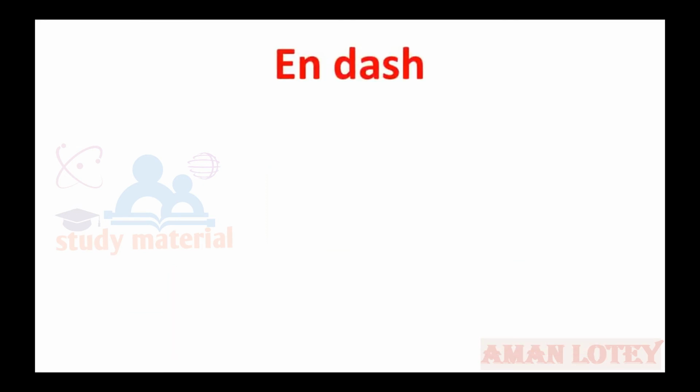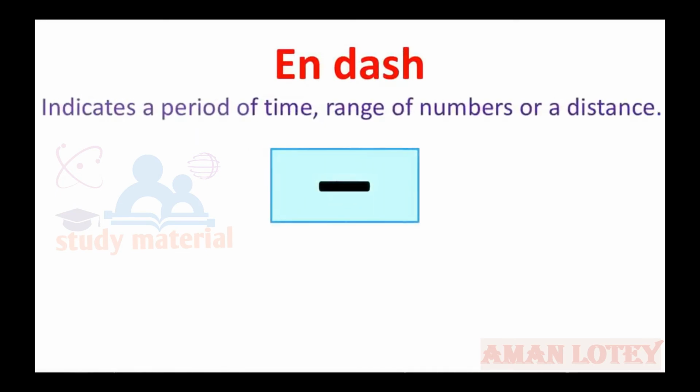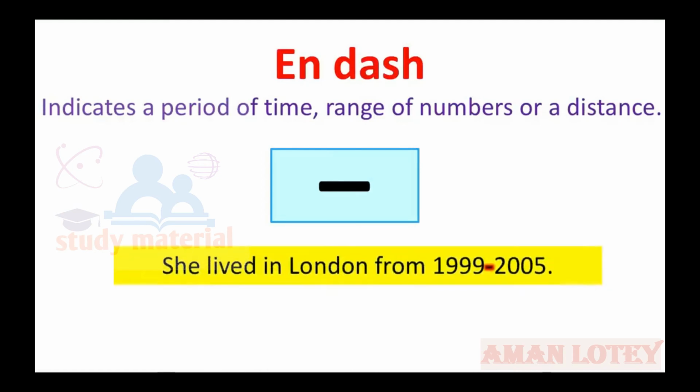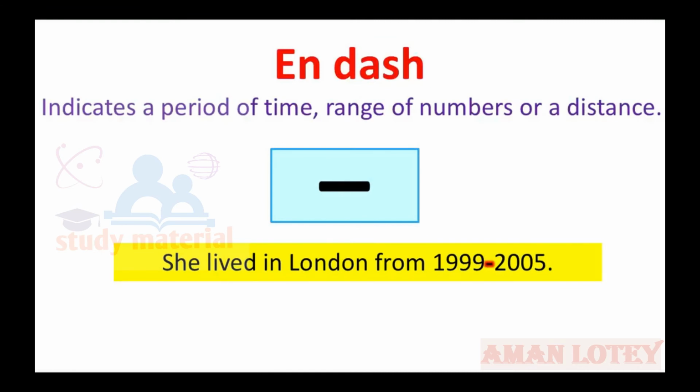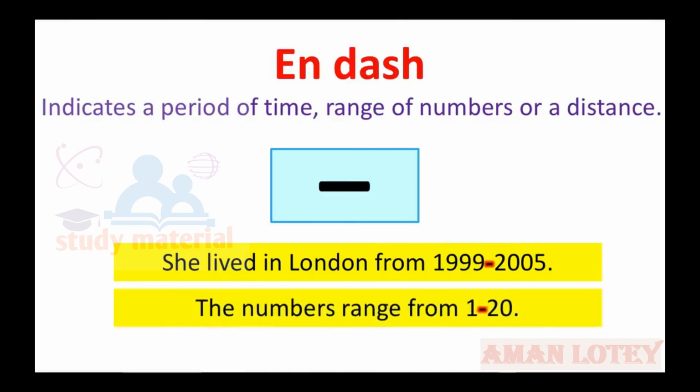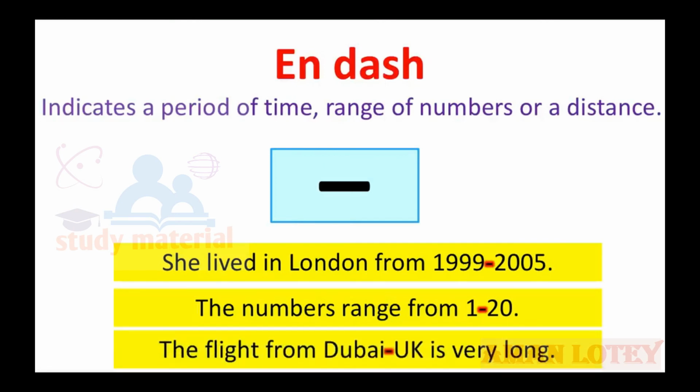N dash. An N dash indicates a period of time, range of numbers, or a distance. For example, she lived in London from 1999–2005. The numbers range from 1–20. The flight from Dubai–UK is very long.